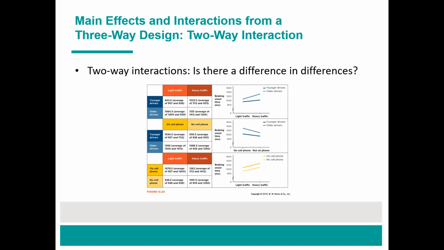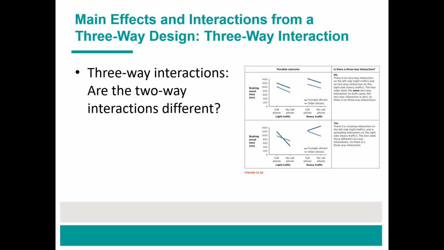In a 3-way design, there are 3 possible 2-way interactions: age by traffic condition, age by cell phone condition, and cell phone condition by traffic condition. To examine each of these 2-way interactions, you would make 3 2 by 2 tables, shown in the figure here. After computing the means, you can look at the difference in differences. However, it's probably easier to graph the interaction and look for non-parallel lines. We can see in these example graphs that there are no 2-way interactions present. However, they should still be followed up by statistical tests to look for statistical significance.